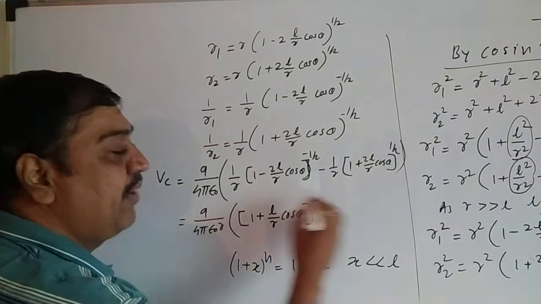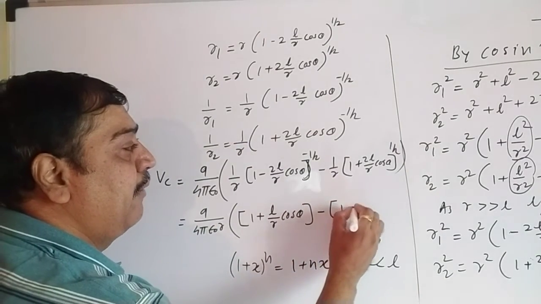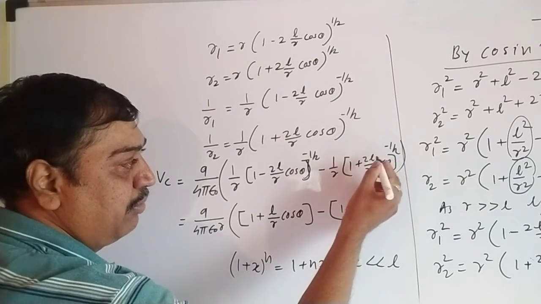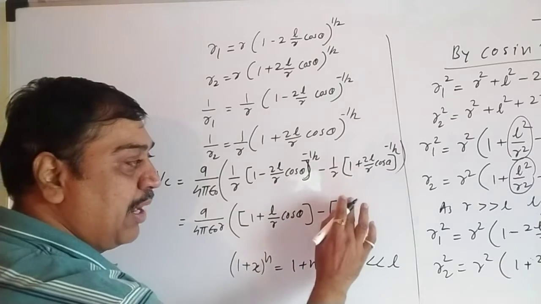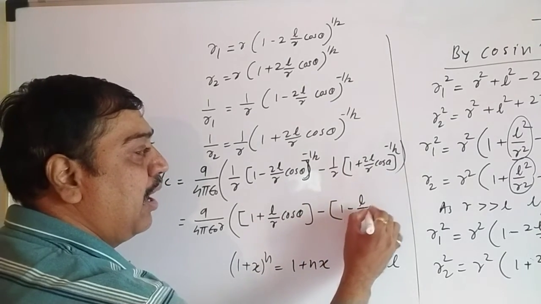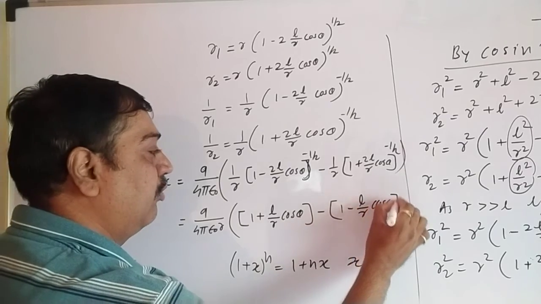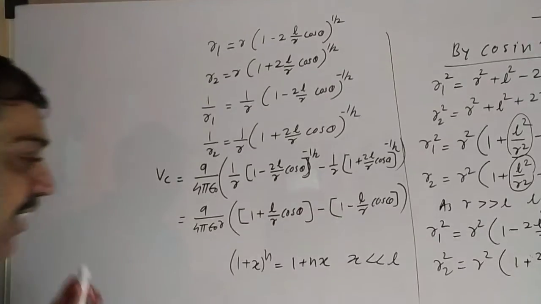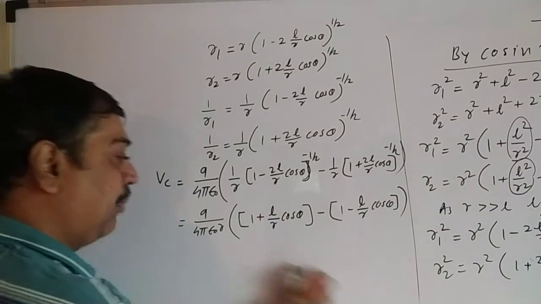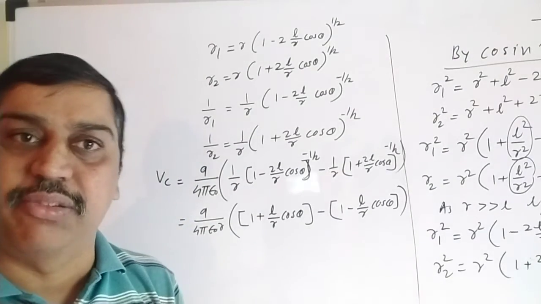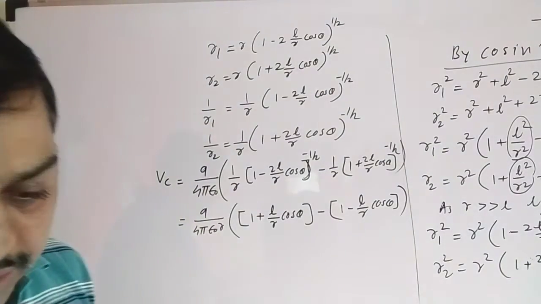Minus 1 by R we have already taken. Second bracket: 1 plus, again here it is minus 1 by 2, minus 1 by 2 times plus L by R cos theta, so it should be minus, 2 gets cancelled. L by R cos theta. So we get these equations according to the binomial expansion theorem. To the first approximation, we have taken just the L by R term, the L square by R square term we have not taken, so we get this equation.